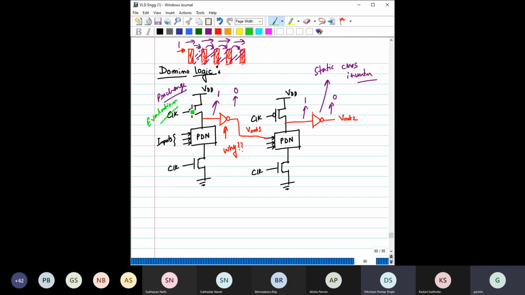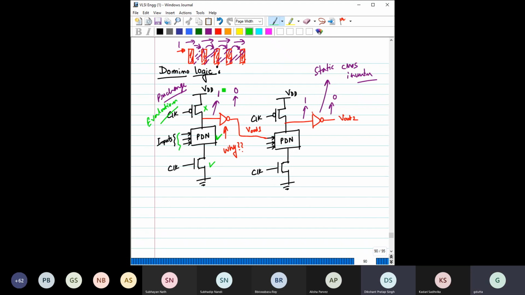Okay, so during the evaluation phase, this transistor is off, this transistor is on, and say the input combinations are like that, so the whole input combination is also 1. That means this complete pull down network is 1, so this capacitor can now discharge. This capacitor means the capacitor of this input inverter. Okay, this can discharge. When it discharges, what will happen?